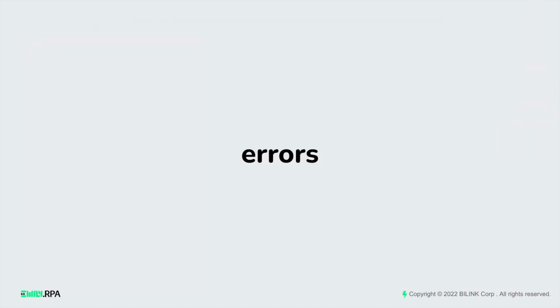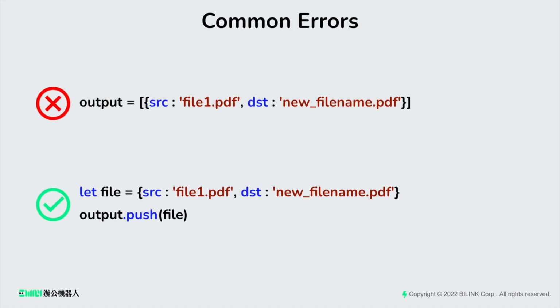Here are some common errors. When writing code, if you want to put the file information into the output variable, you need to use output.push. You can't use output equals to output. If you use the output equals method, even if the output is correctly formatted, it will still be useless, so you need to pay special attention to this.